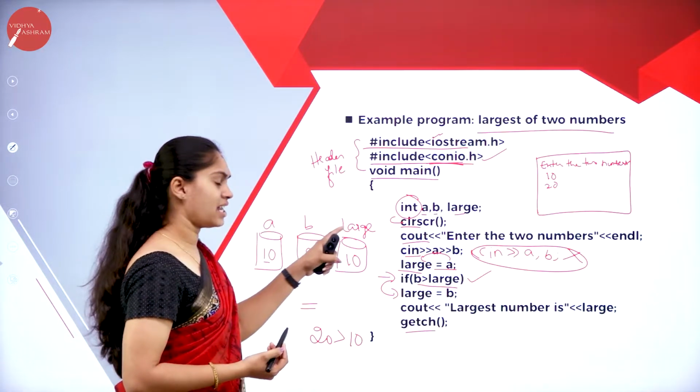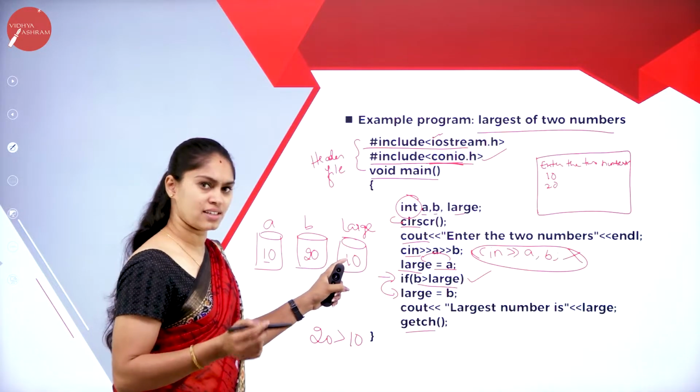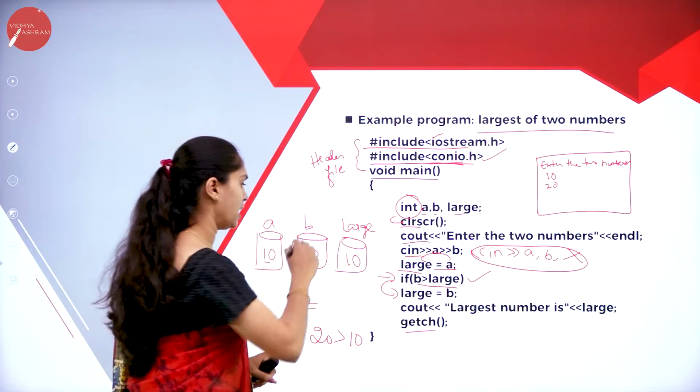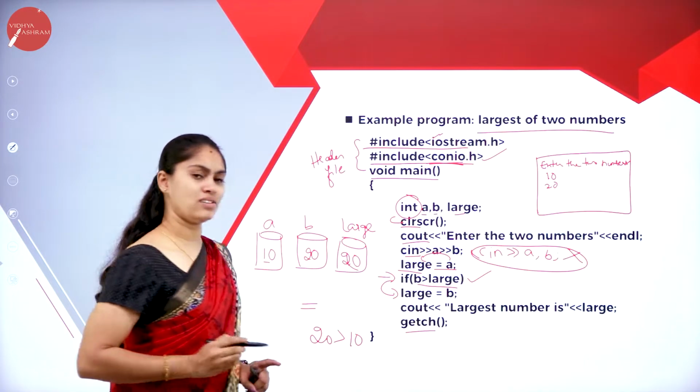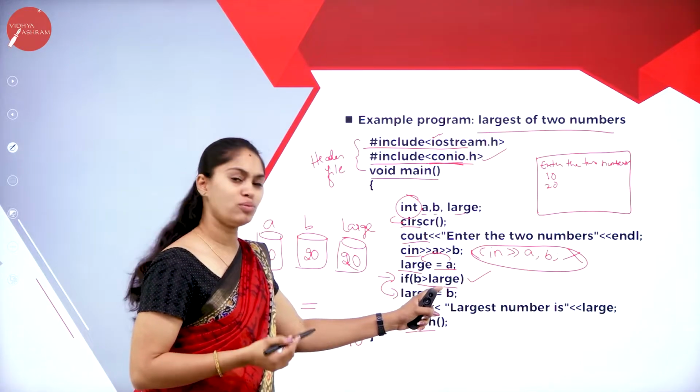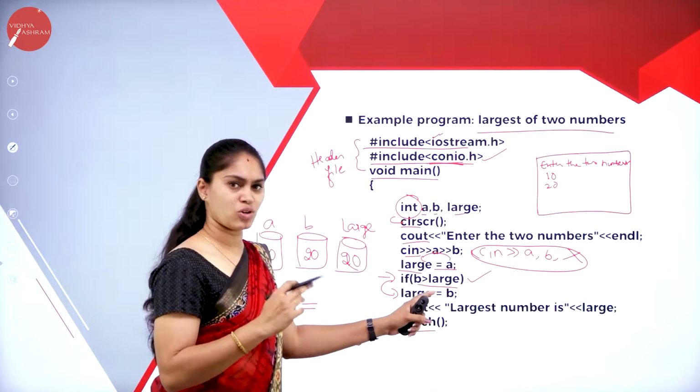So what was the large value? Initially it was 10. Now I am copying the content of B to large. So instead of 10, it is going to have 20 now. So that is the reason for the assignment. Large is equal to B. I am checking which is largest among A and B.